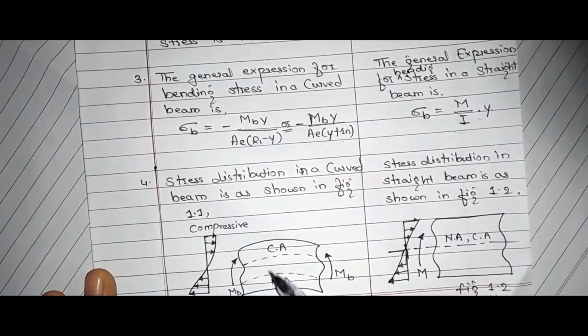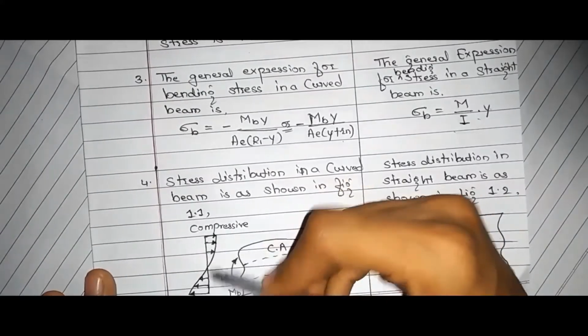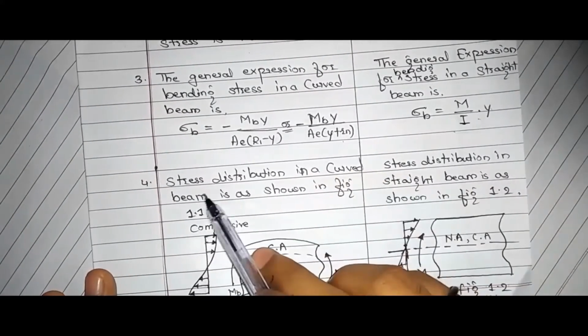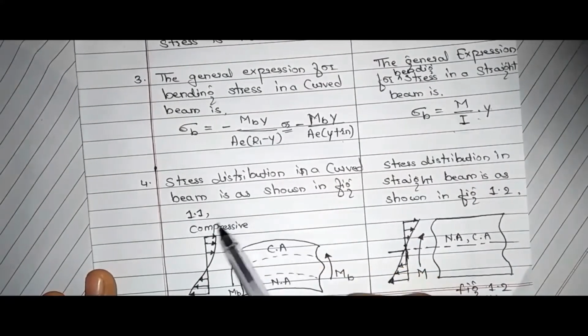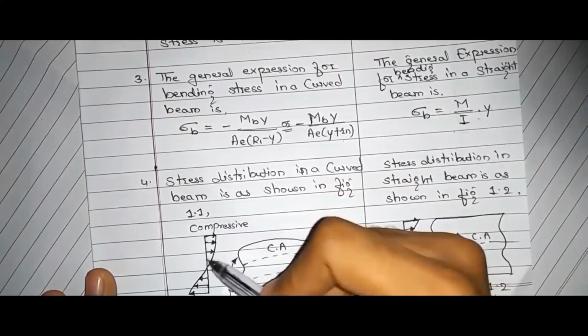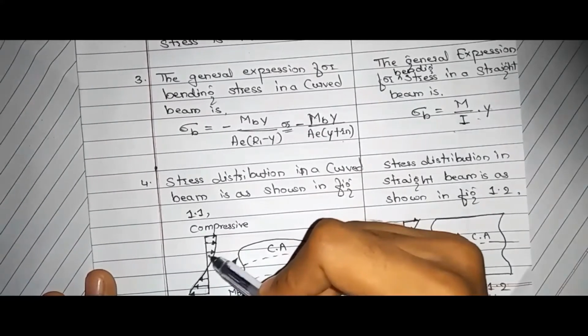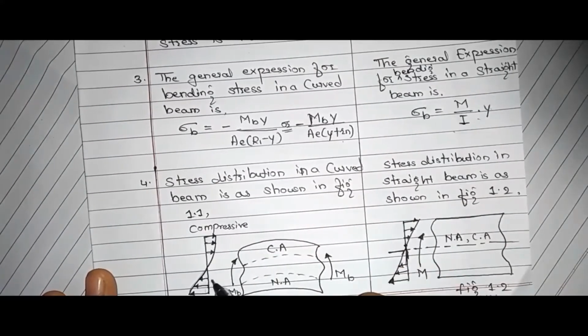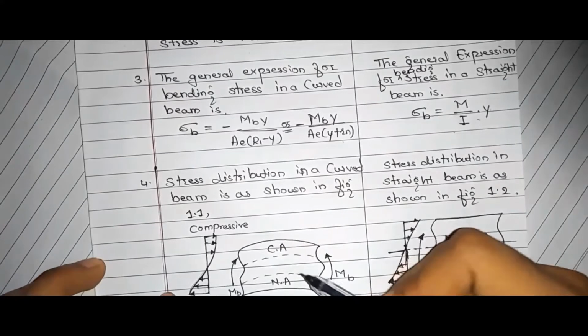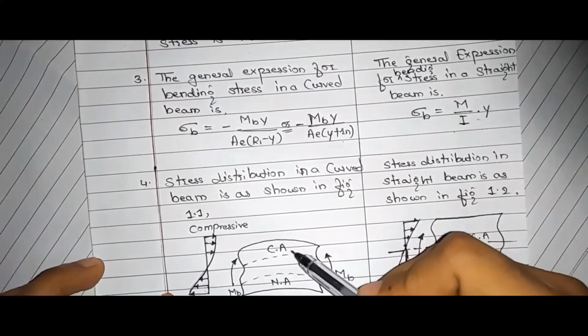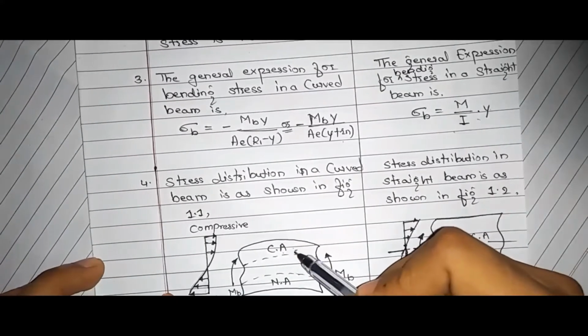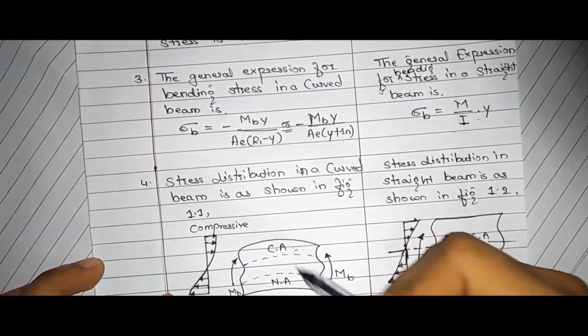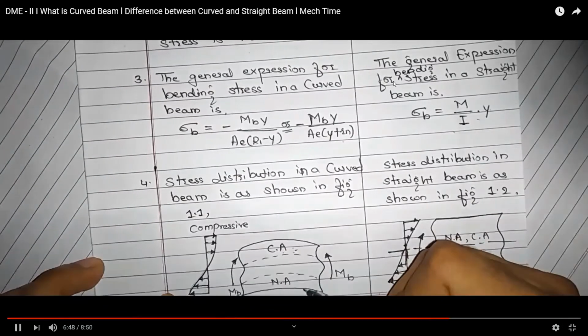You can see a straight line is there. They have told us the stress distribution in a curved beam is as shown in the figure. This is the curved beam, and this is how the stresses are distributed. This is the compressive and this is the tensile. Next, you can see the diagram properly: CA is the centroidal axis, and NA is the neutral axis.